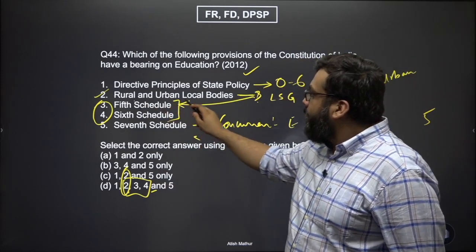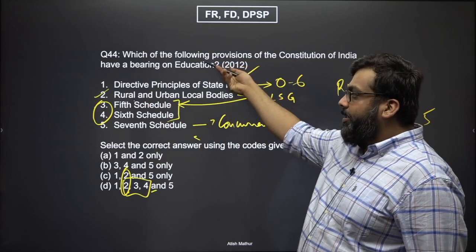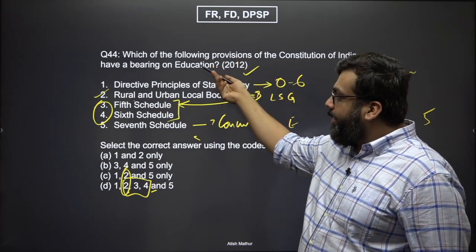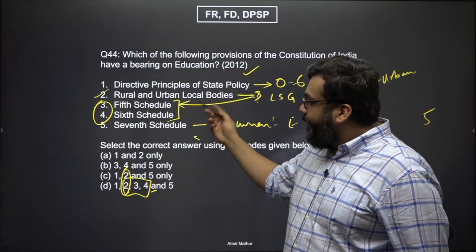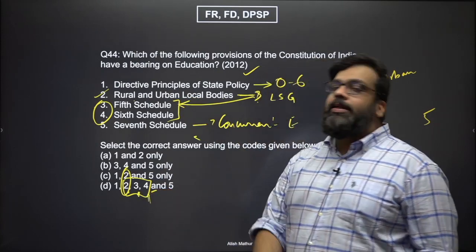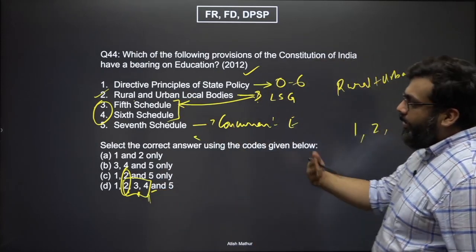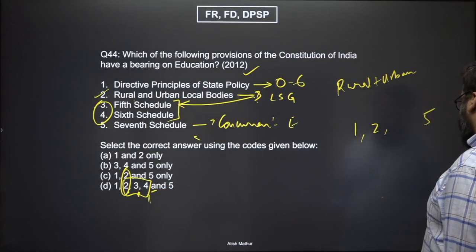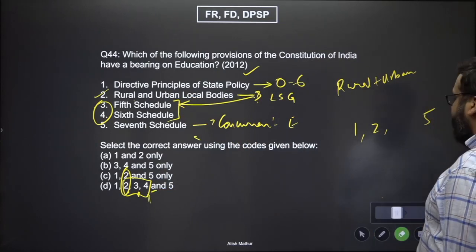So if rural and urban local bodies definitely have education powers or have something to do with education, then fifth schedule would. So if fifth schedule also does, then also does sixth schedule. So that is how you come to a conclusion, right? So your answer will be 1, 2, 3, 4 and 5.